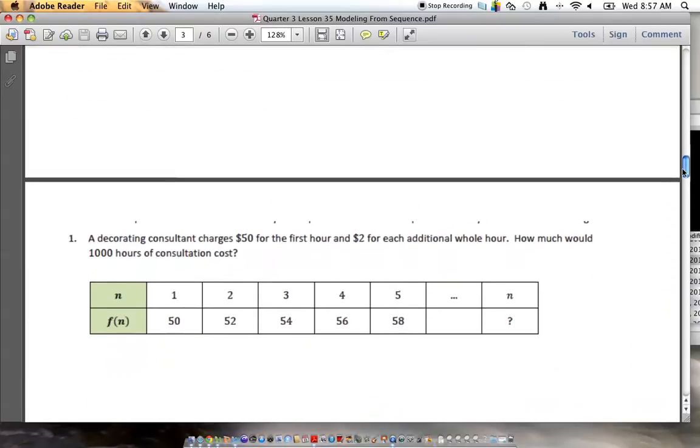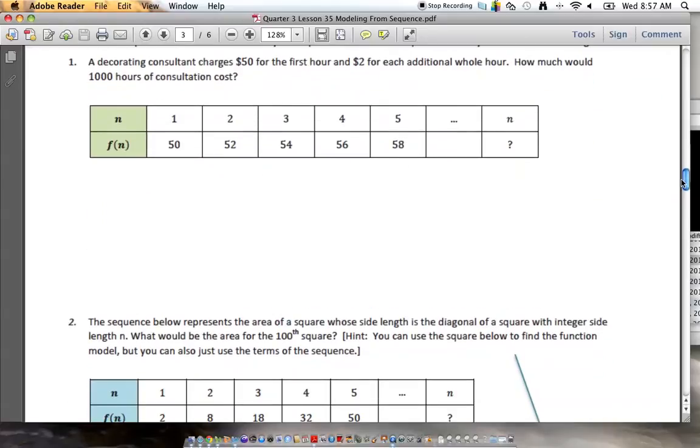Okay. Let's take a look here. A decorating consultant charges $50 for the first hour and $2 for each additional whole hour. How much does 1,000 hours cost? Go ahead. You better use the formula this time.